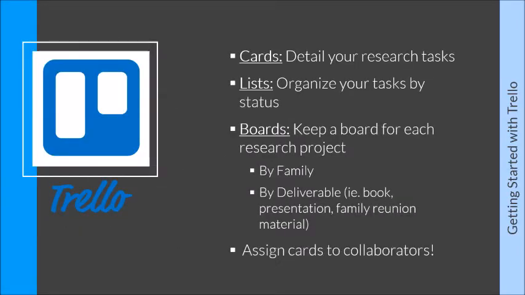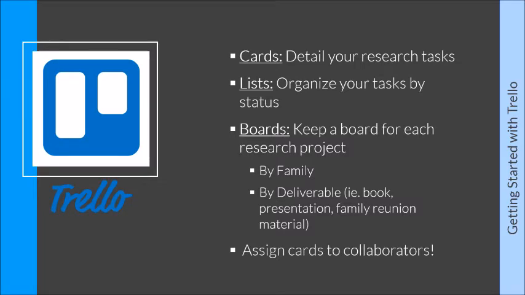Now, Trello has several different features that we can use. As I mentioned before, Trello consists of cards, lists, and boards. Cards are your to-do items. They detail your research task. Lists organize your task by status. So, to do, in progress, and done. Boards are basically your canvas, and that is where you have all of the information about a specific project.